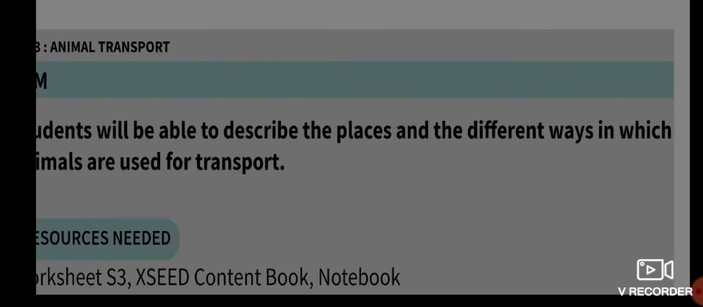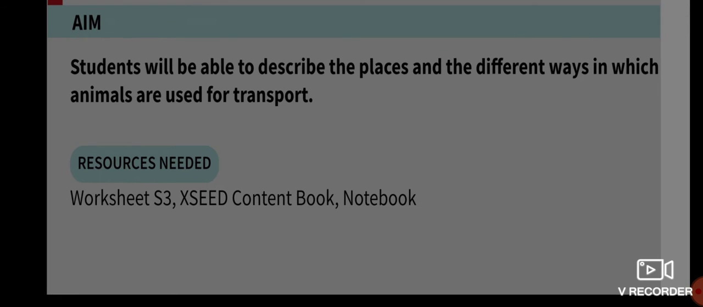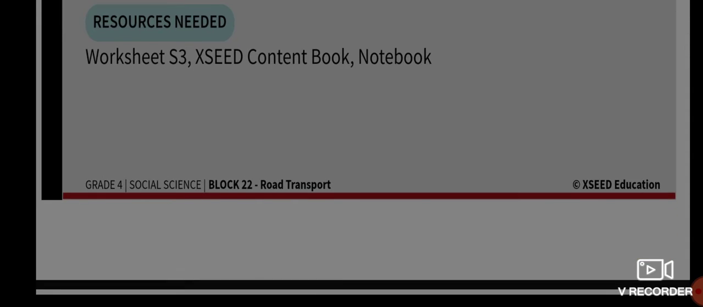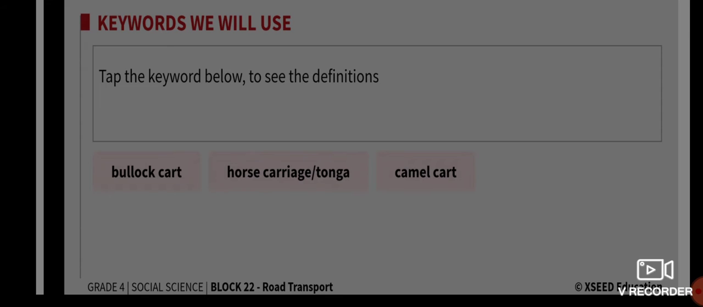Our aim for today is that students will be able to describe the places and the different ways in which animals are used for transport. Resources needed are your worksheet S3, your exit content book, and your notebook. The keywords that we will use today are bullock cart, horse carriage or tonga, and camel cart.